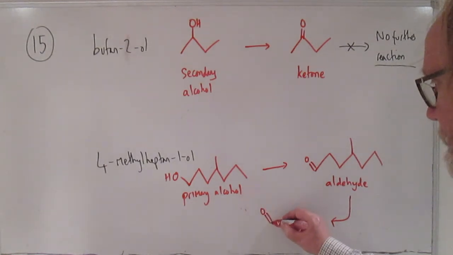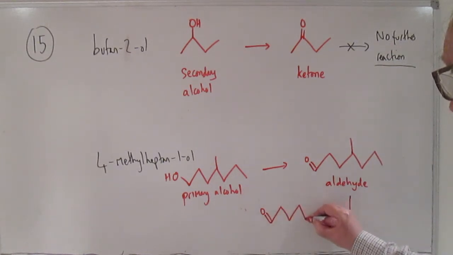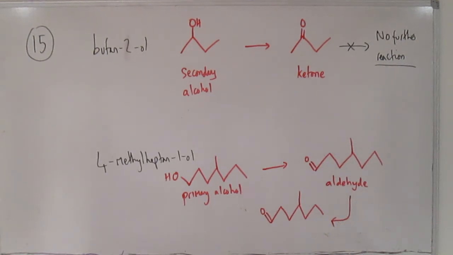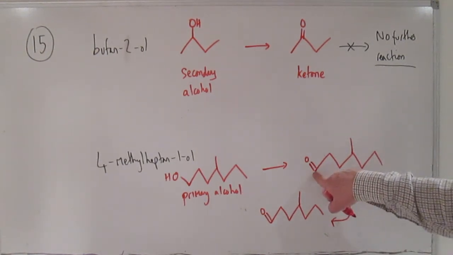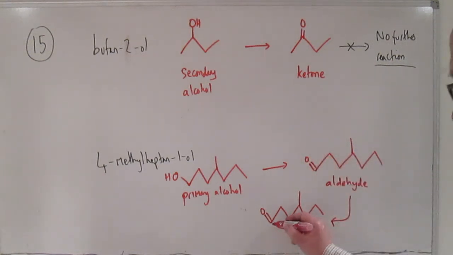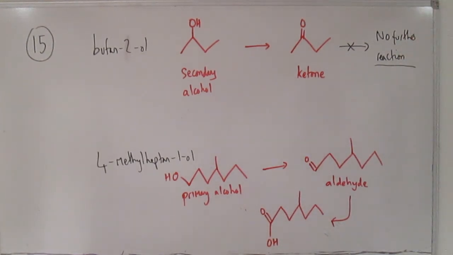So the carbonyl group is still there, it's not a ketone. So we've got all of that still there, and all that happens is instead of just having a hydrogen there, so instead of just being CHO at the end of the chain, that becomes an OH. Okay, so we go from primary alcohol to aldehyde to carboxylic acid. Okay, so what we get there is called 4-methylheptanoic acid.